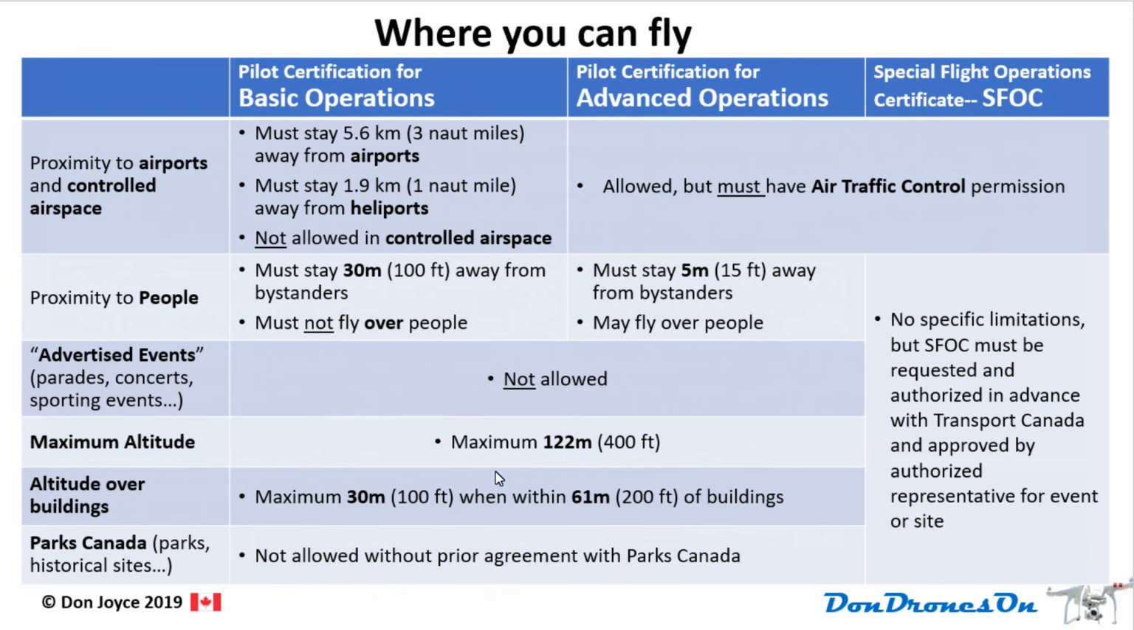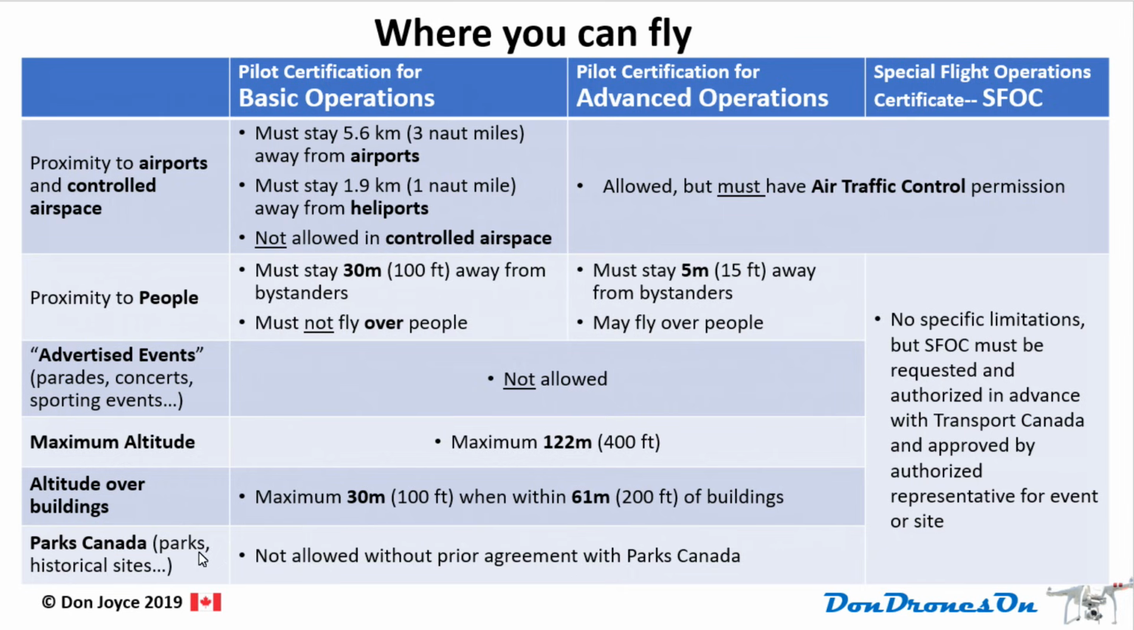Maximum altitude, under the new rules, you can fly up to 122 meters or 400 feet. But here's a subtlety that's not really brought out too clearly in the rules. If you are flying over buildings, you can only be 30 meters above the ground, or 100 feet. And that applies if you are within 61 meters of those buildings. So if you're close to a building, they want you to be flying low, presumably so that if you lose control, you're not going to go right through the roof.